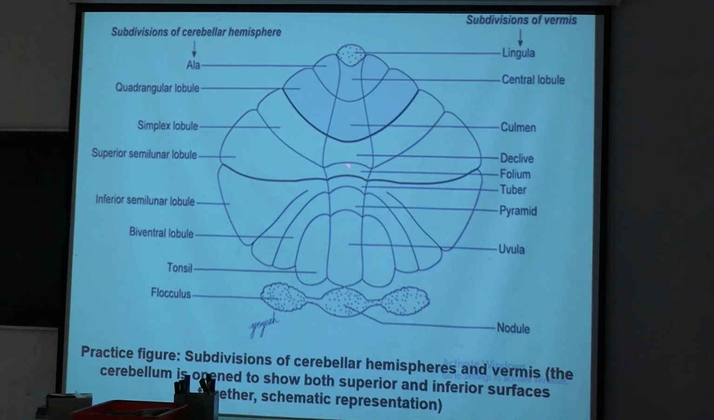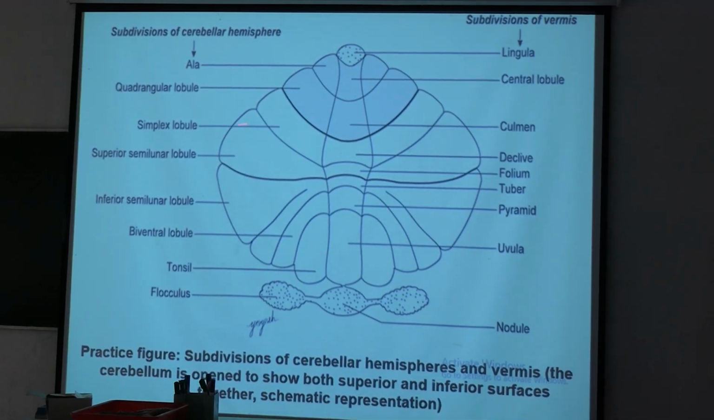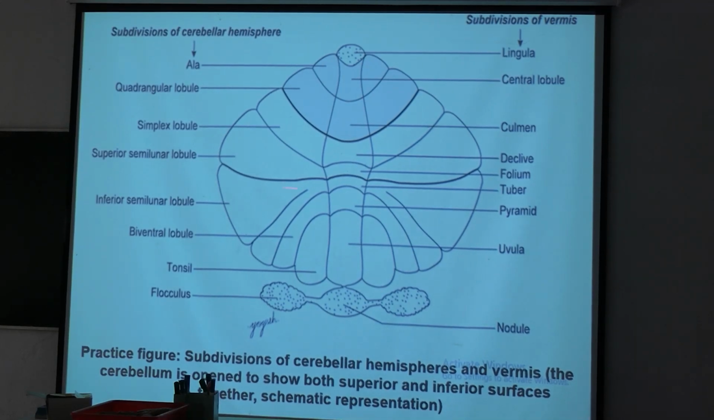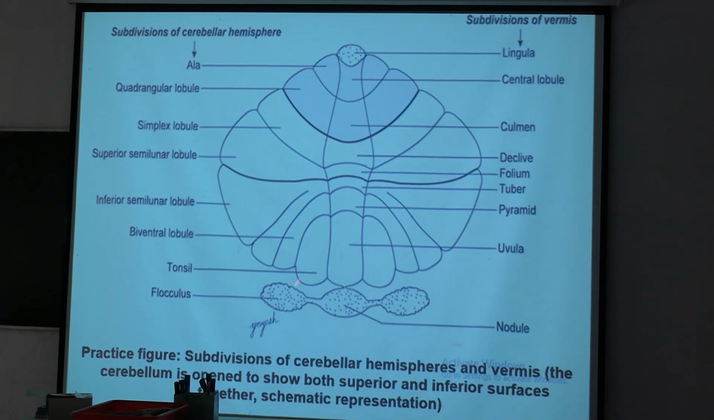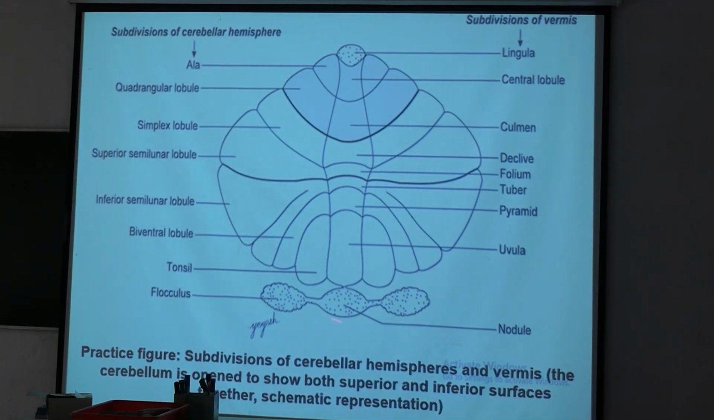Next is folium. Near the folium, there is superior semilunar lobule, and below the horizontal fissure will be the inferior semilunar lobule, just near the tuber. Next is pyramid. Near the pyramid, biventral lobule. Then near the uvula, there are tonsils, and near the nodule, there is flocculus. So these are the different parts of the vermis, and these are the corresponding parts of the cerebellar hemispheres in continuation with the vermis.